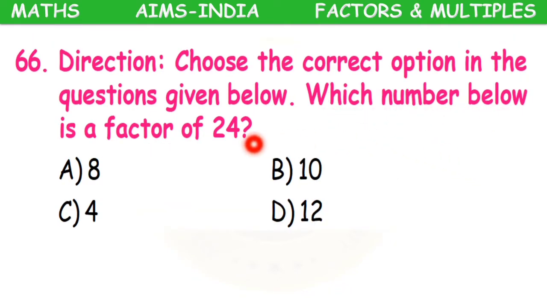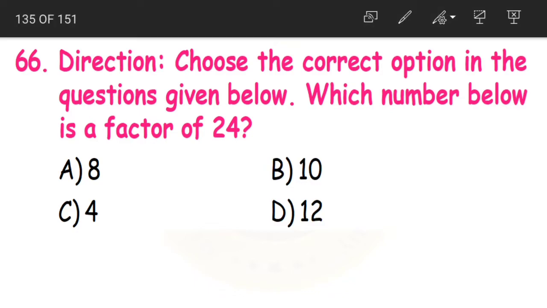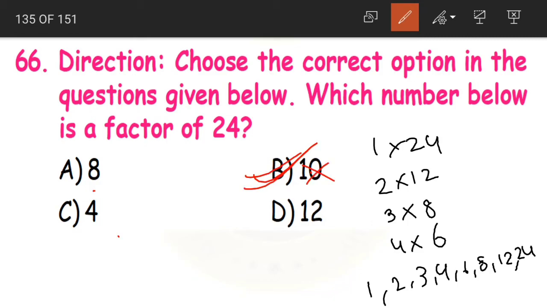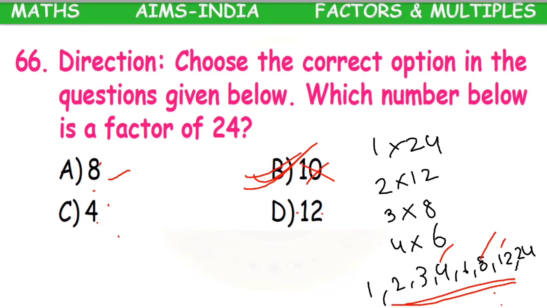Next question. Which number below is a factor of 24? Again, the factors of 24 are 1 24s are 24, 2 12s are 24, 3 8s are 24 and 4 6s are 24. Yes, so the factors are 1, 2, 3, 4, 6, 8, 12 and 24. Yes children, so from the given options, which is not there in this list? Option B, 10. 10 is not a factor of 24, whereas 8, 4 and 12 are the factors of 24.